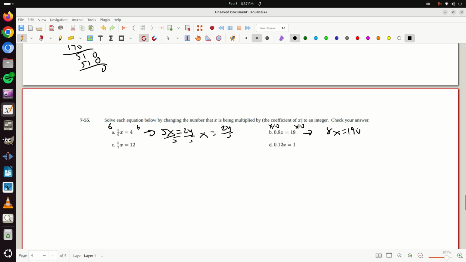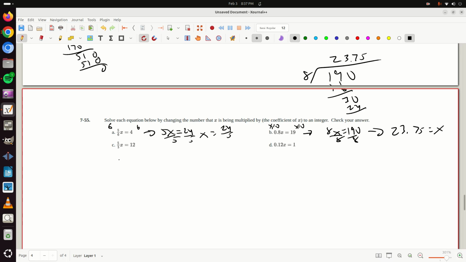8x equals 190. Then I'll divide both sides by 8. And I'm going to get, I don't know, doesn't seem to work out evenly. So 2, 16, 30. So we'll say 3 is 24 with the remainder 6. So 6 eighths is 3/4. So 23.75 is going to equal x. On this one, I'm going to multiply by 3. And I'm going to get 5x equals 36. I'll divide by 5. It's really nice to have all these work out well for us.